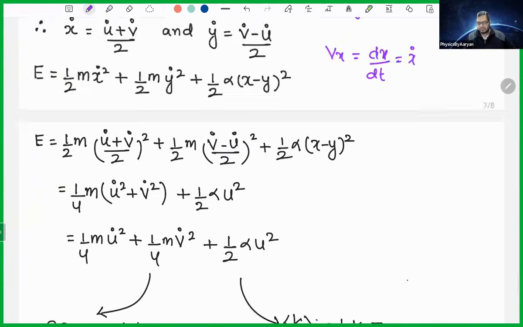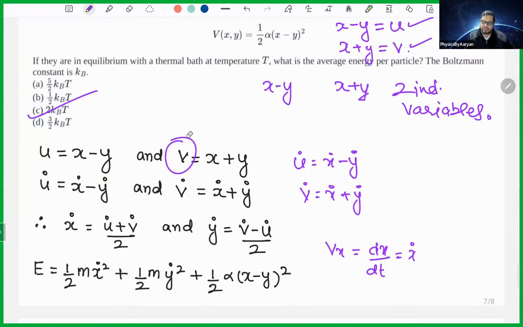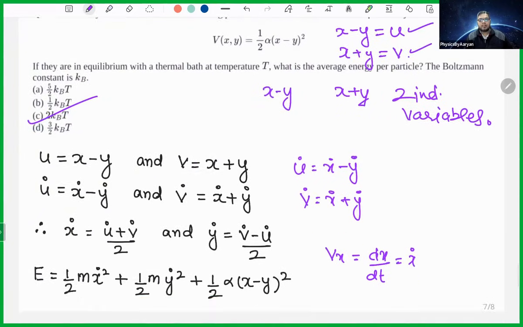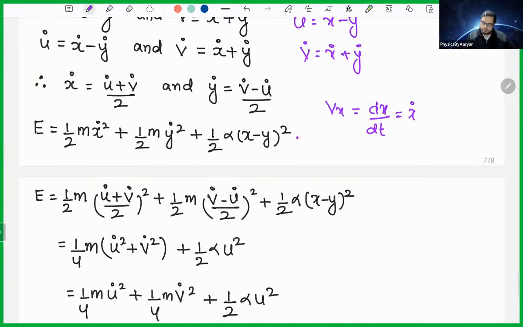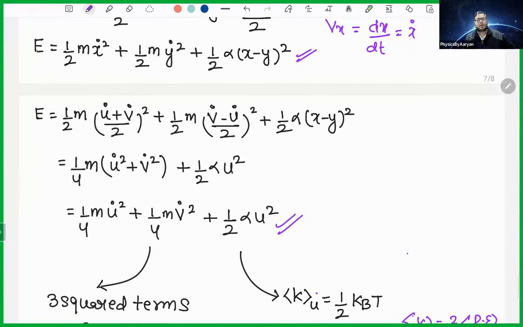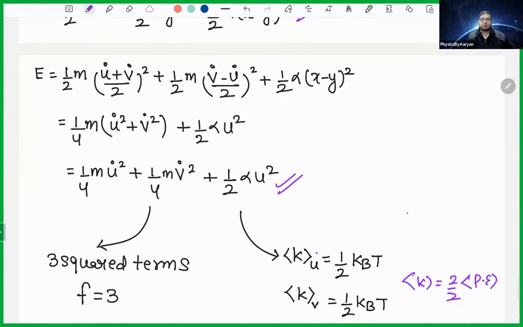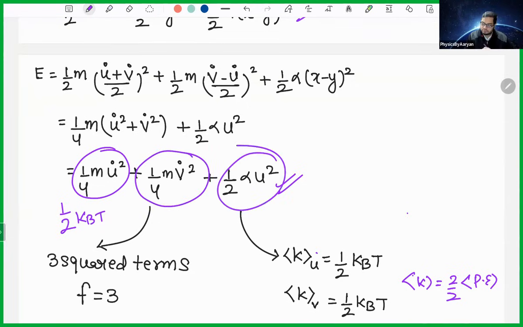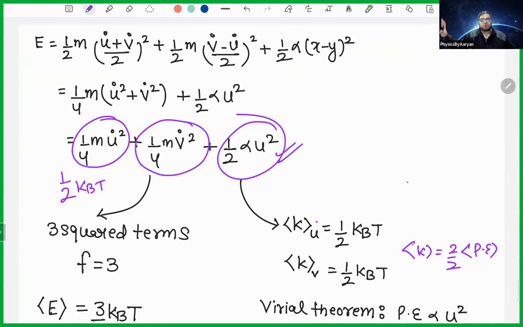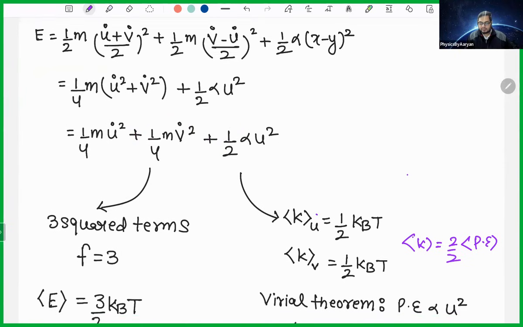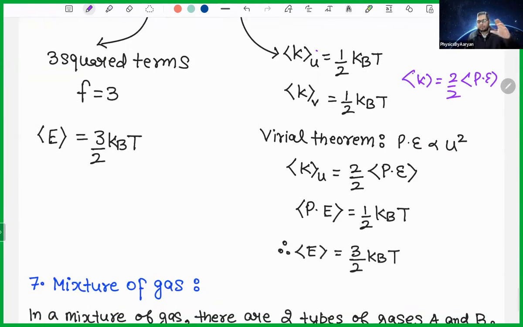So in this question, what I started with, I noticed that there is x and y coming together, so they are coupled. So I define two new variables. One is u equals x minus y and one is v equals x plus y. So my this equation becomes this equation by replacing my variables. Now this equation is very simple to deal with because there is one square term, so this gives me half kBT. Another square term, so this also gives me half kBT, and another square term which is also giving me half kBT. So the total energy of this is 3 by 2 kBT. Yes, clear. Let's do one small last one.